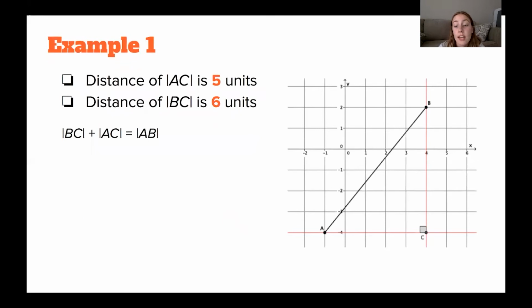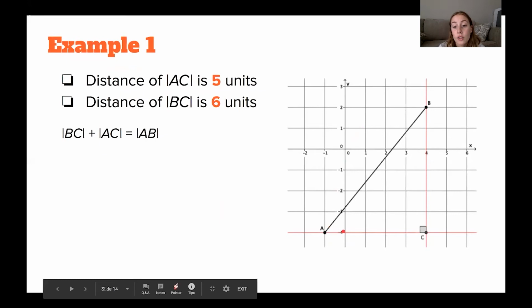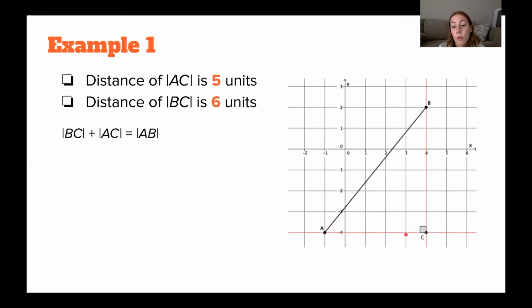So the distance of AC is 5 units: 1, 2, 3, 4, and 5. And the distance between BC is 6 units: 1, 2, 3, 4, 5, and 6. So our BC plus AC is going to give us our AB. This should say BC squared.